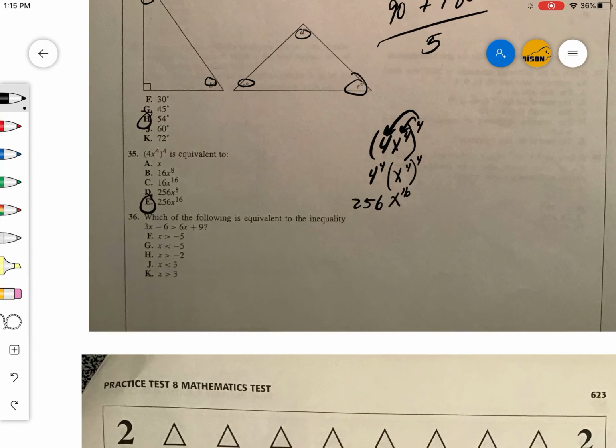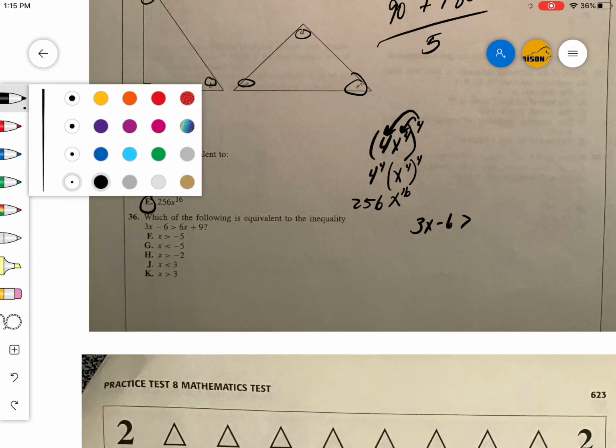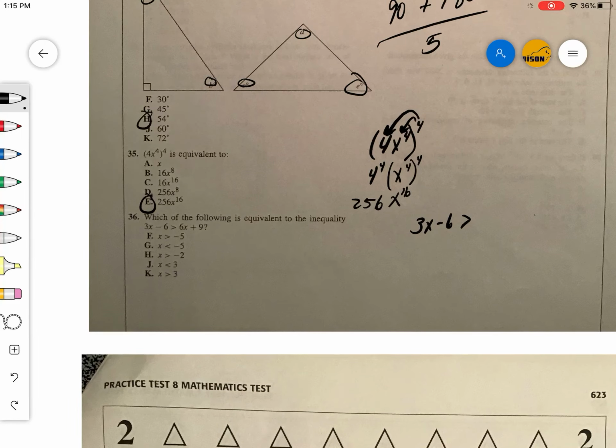Which of the following is equivalent to the inequality? Let's solve this inequality. 3x minus 6 is greater than... Something happened to my pen, and it is really thick now. This might be too small. We'll see. 6x plus 9. That's a little better.